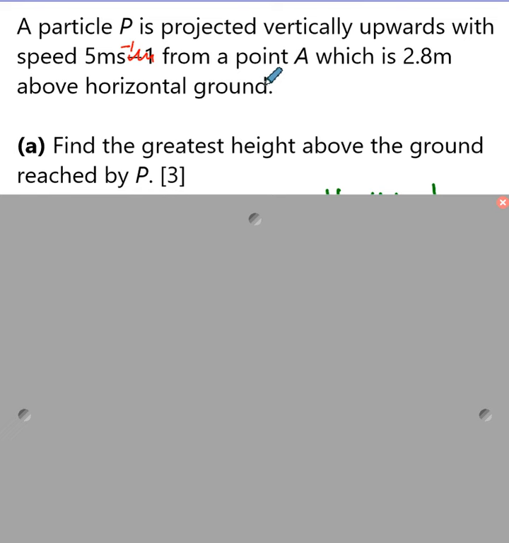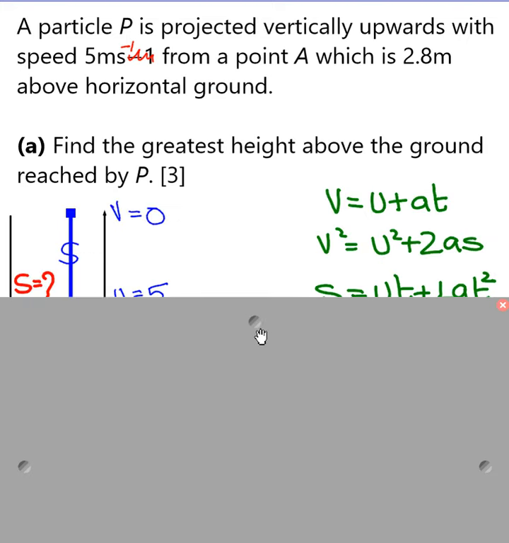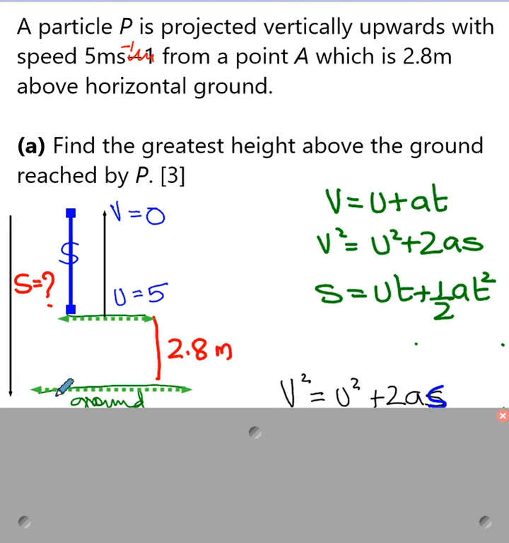Now, I would recommend whenever you solve M1 questions, make a sketch of the question. It would help you to understand. So I have done it here. This is the sketch. So this is the ground. Because it is saying the particle was thrown from the point which is 2.8 meter above, I have made another line here. So particle was thrown from here upward, right? And with the speed of 5 meter per second. Find the greatest height above the ground.